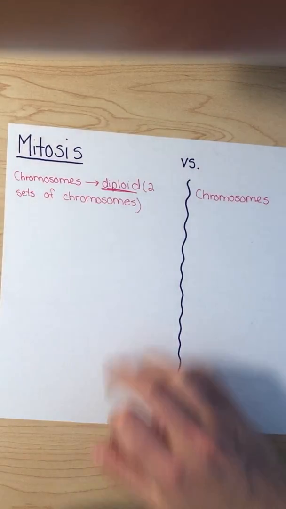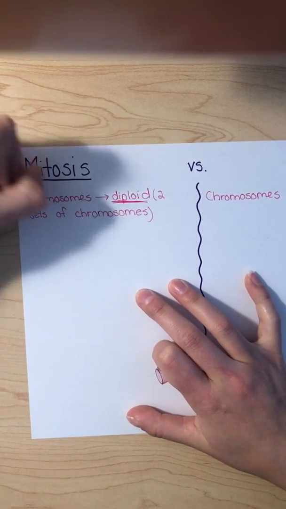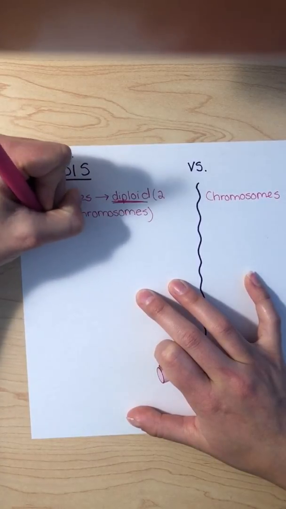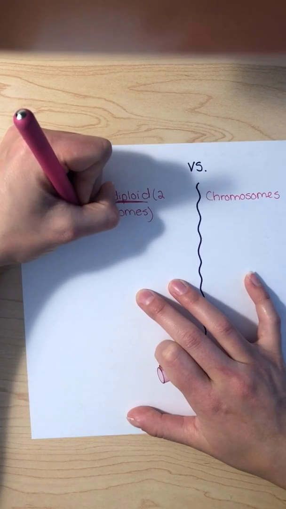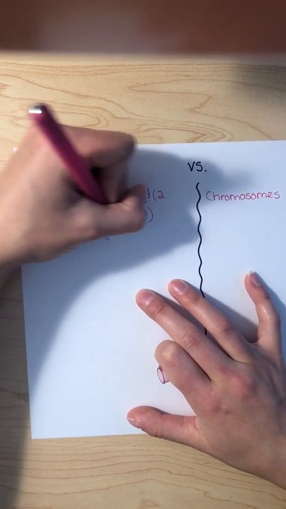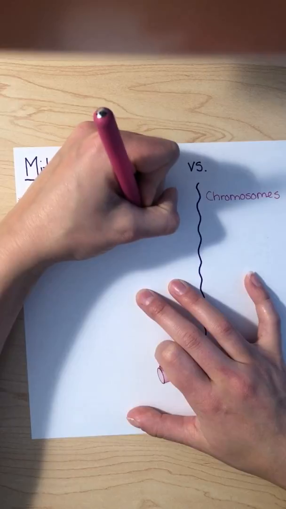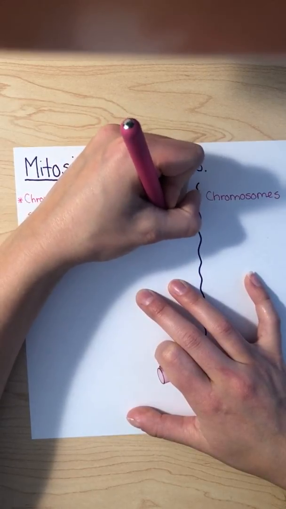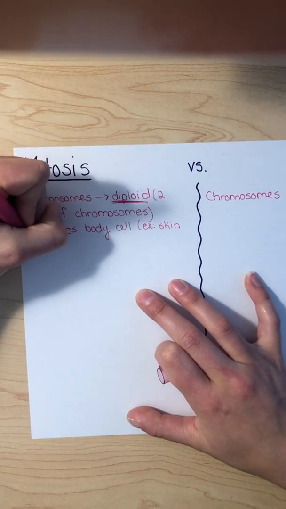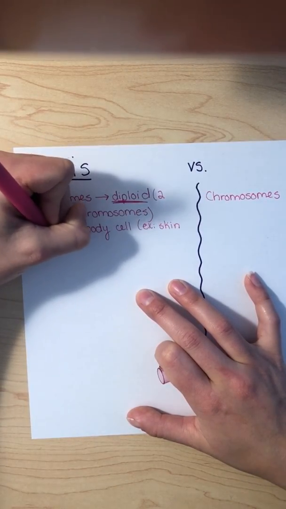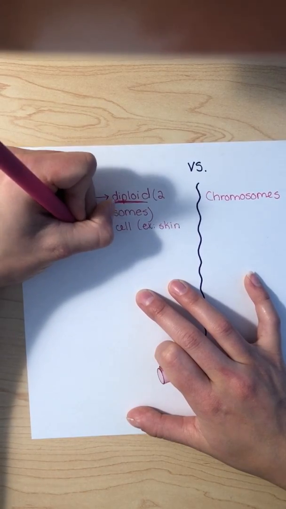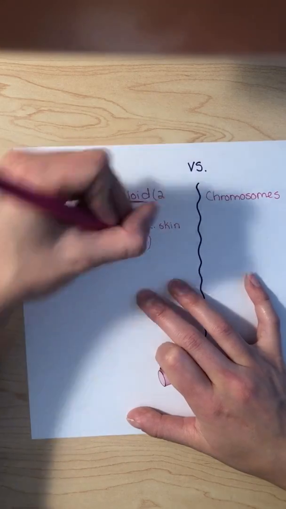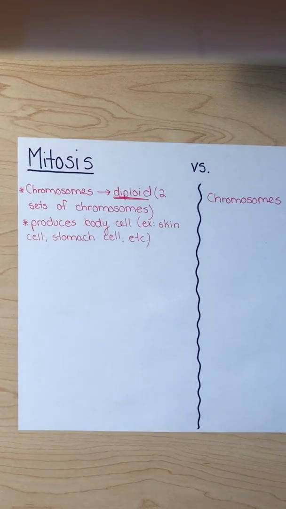you produce body cells, okay? So mitosis produces body cells. So I'm going to put example skin cell, stomach cell, etc. Okay, so that is for mitosis.